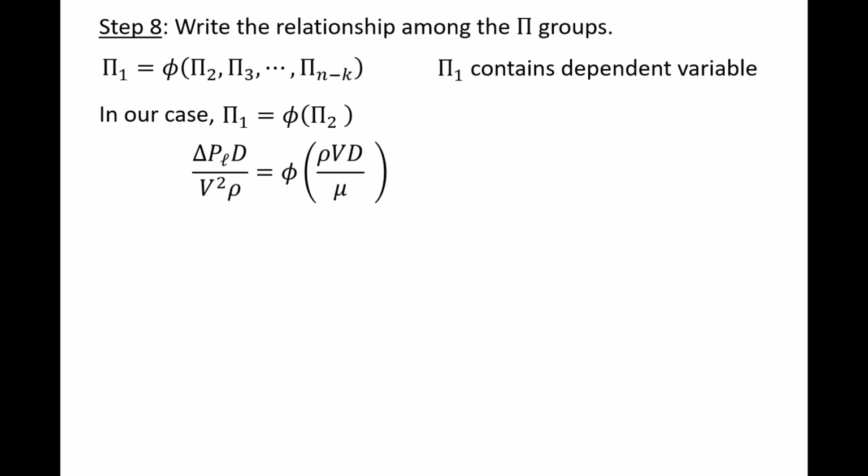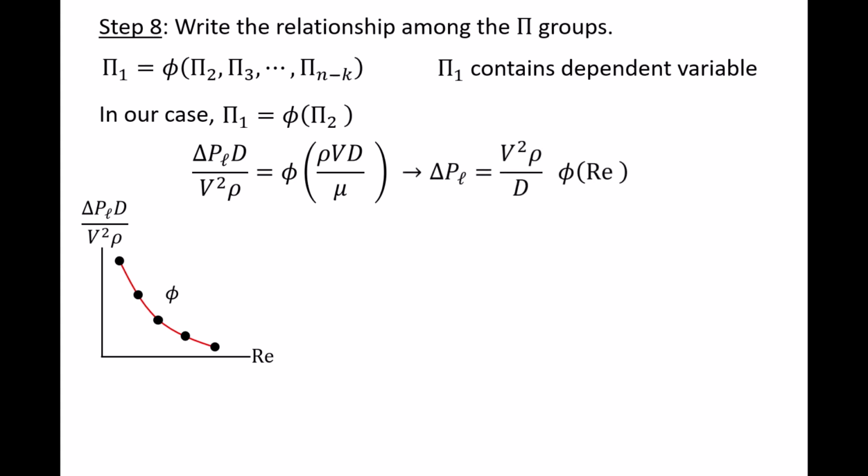At this point, we would have to conduct experiments to find that function phi. We could create an experiment where we vary the Reynolds number, perhaps by varying the flow speed v, and observing the change in the quantity delta PL d over v squared rho. We then perform a curve fit to the data to find an expression for phi. And finally, we would rearrange the equation to find the expression for our dependent variable delta PL, which is v squared rho over d times the function phi.